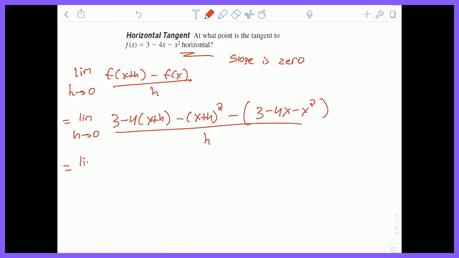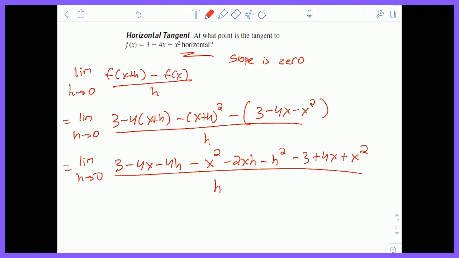Here we go. Equals the limit as h goes to 0 of 3 minus 4x minus 4h minus, and it's going to be x squared, and then it's going to be 2xh, oops, forgot my 2, 2xh, and that's going to be h squared, make sure you're minusing all of them because of the distributive property, minus 3 plus 4x plus x squared all over h. All right, let's see if we can simplify anything. Let's see. 3, negative 3. x squared, negative x squared. Let's see, negative 4x and 4x. I think that we got everything.